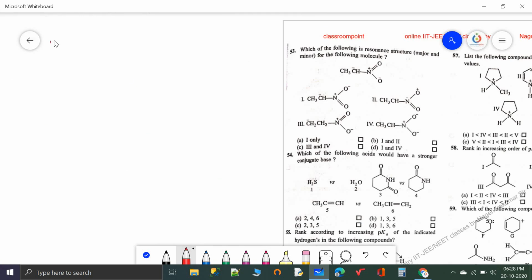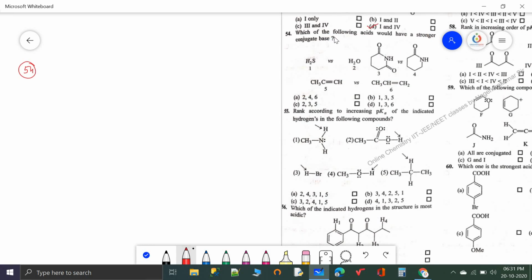So let us solve question number 53 now. Which of the following is the resonance structure, major and minor, of the following molecule? So the major and minor resonance structures are to be written. The same structure is given here. This is the major structure. There is no doubt. In this resonance structure, you can see negative charges are on the oxygen, and here a positive charge is there, and here the carbon valence is not fulfilled. So it contributes the least to the resonance structure. So 1 is the major one, 4 is the minor one. Option D is correct.